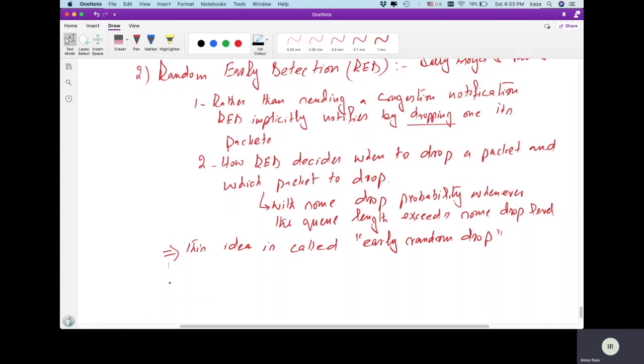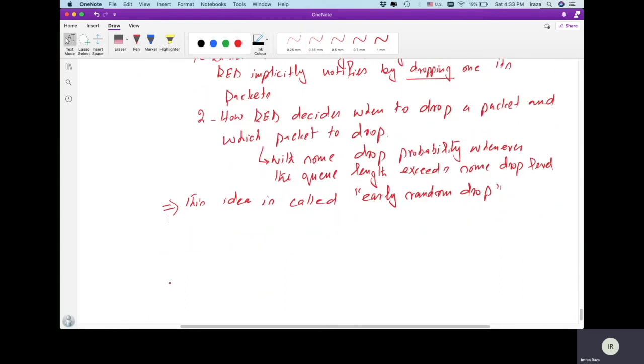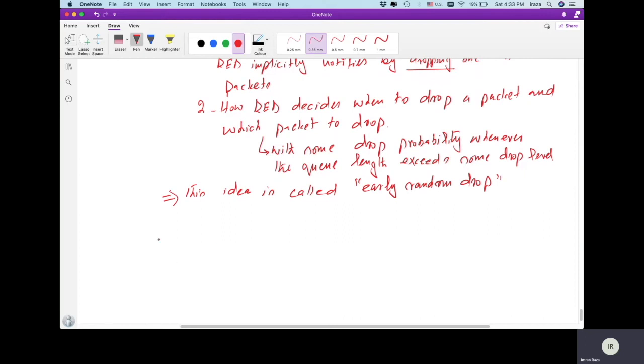So in order to understand random early detection, it's important to understand the computation of average queue length, because we will drop a packet with certain probability if it's exceeding the queue length. So let's talk about how we can compute the average queue length. So computation of average queue length.